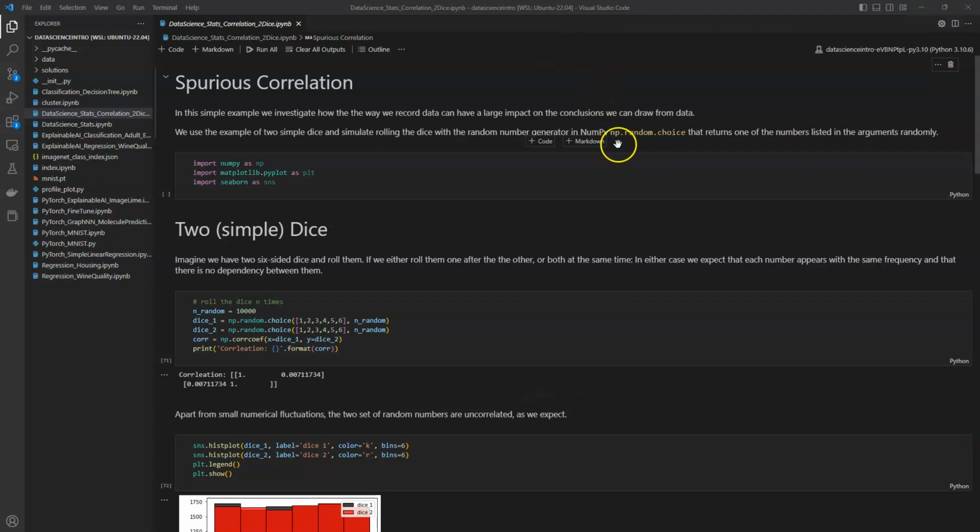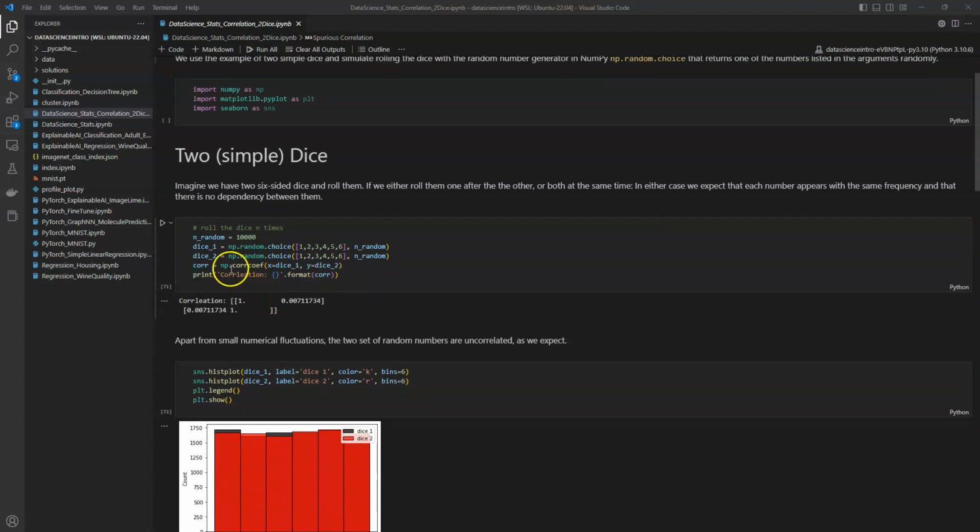We can use the function from NumPy random choice to simulate rolling that dice. So let's start off with two independent dice, and we take one of the sequence 1, 2, 3, 4, 5, 6 and draw a large number of random throws of this virtual dice. And then we can use the NumPy function and the correlation coefficient to determine the correlation between these. And of course, because they're independent dice and we roll them independently, we don't expect there to be a correlation apart from some numerical fluctuations, because we're dealing with random numbers and a finite set of those.